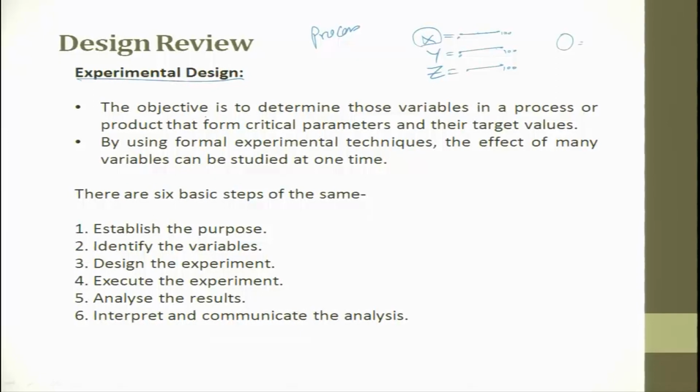So, the objective is to determine those variables in the process or the product that form critical parameters and their target value. So, there are 3 parameters. First of all, using this design of experiments, we try to do only one factor at a time, try to find out the variable ranges, and then we do experiments choosing discrete levels in each range, and this interval must be almost equal.